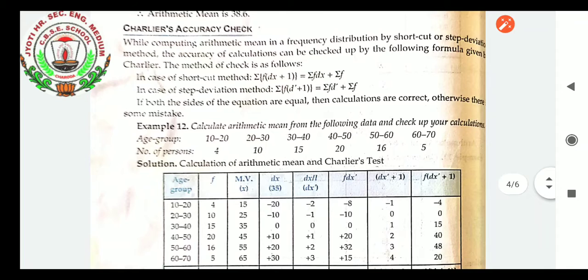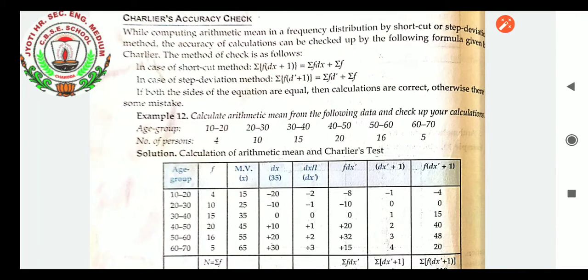In statistics you have to remember, students, use the easy method to solve; the easier the calculation, the better statisticians you will be. So statistics solutions must be easier for us to get the answers. Next is Charlier's accuracy check, today's topic.